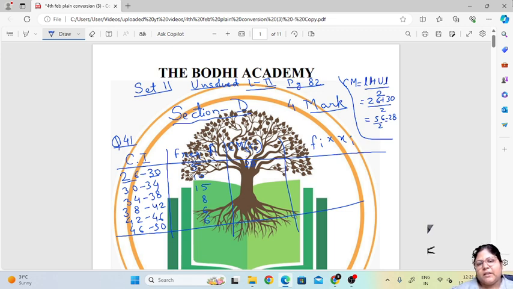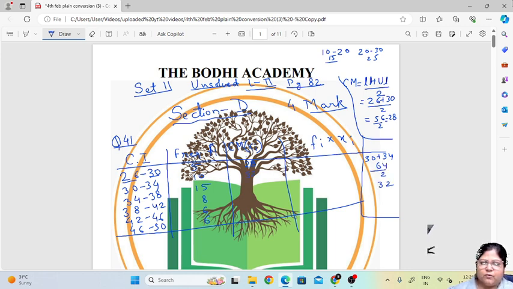Without even calculating this way, sometimes we are able to calculate the class mark very easily. Let's say your class interval is 10 to 20, then the class mark will be 15. For 20 to 30, it will be 25. So in this case also, if you calculate one or two, you will easily be able to calculate the rest. For the next one, 30 to 34, what is 30 plus 34? It is 64. 64 divided by 2 is 32.